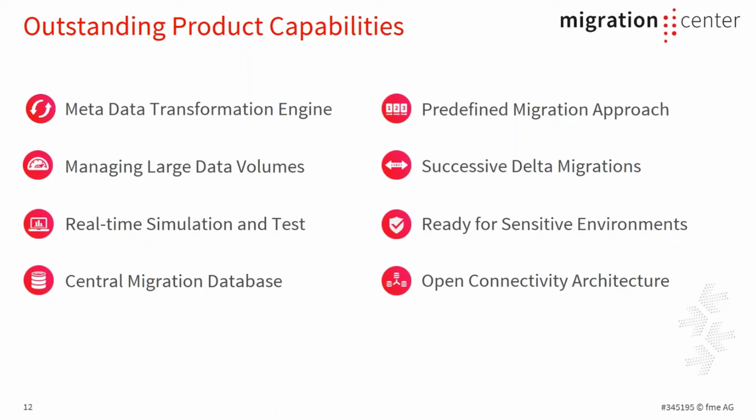At the end, Migration Center is also ready for sensitive environments. There is a history inside. All your migration activities are stored in a historical database, so that you can see exactly what happened during the migration and what kind of changes were made to your objects, documents, metadata, etc. And as I mentioned on the previous slides, there is an open connectivity architecture. That means we have an API which allows you to customize or build your own connectors for systems we probably do not have on our out-of-the-box list.